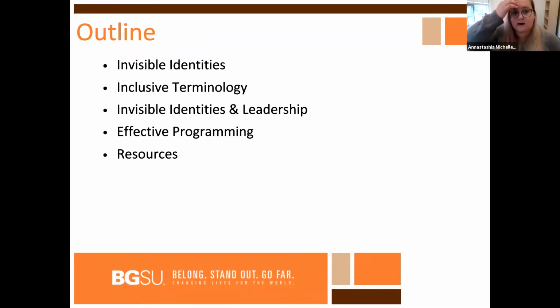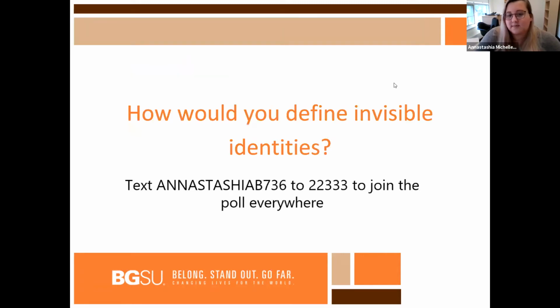So we will just go over our outline for a little bit, and our outline is recursive. We're going to introduce an identity, talk about terminology, and then talk about some ways that you can support them with effective programming and leadership. And then we'll close this with resources. And so first, we will go ahead and talk about just some invisible identities.